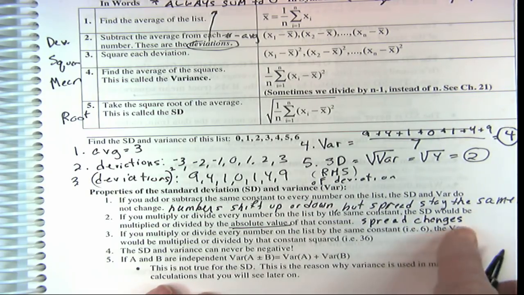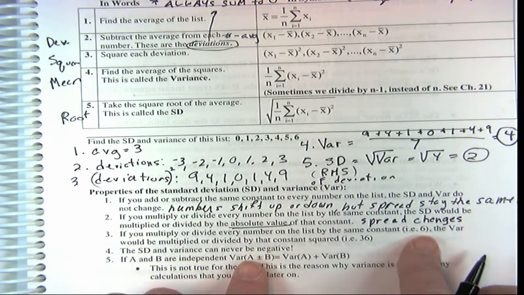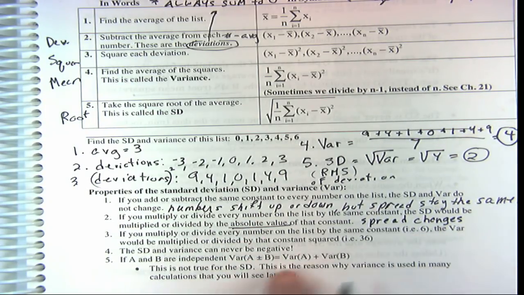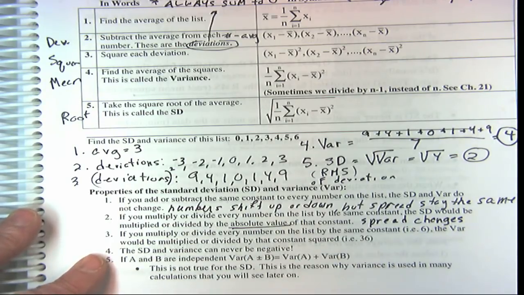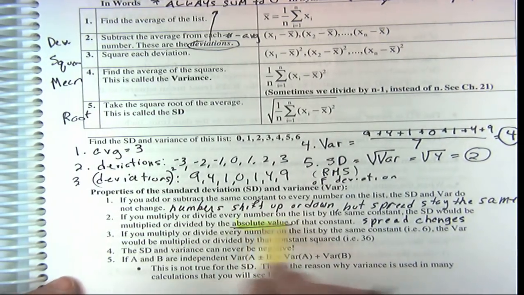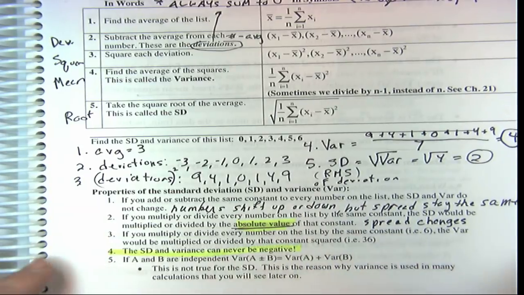Right? And the variance changes by the same number, and the variance changes by the square of that number that you multiply everything by. Now, here, as we said, this absolute value comes in because these can never be negative.